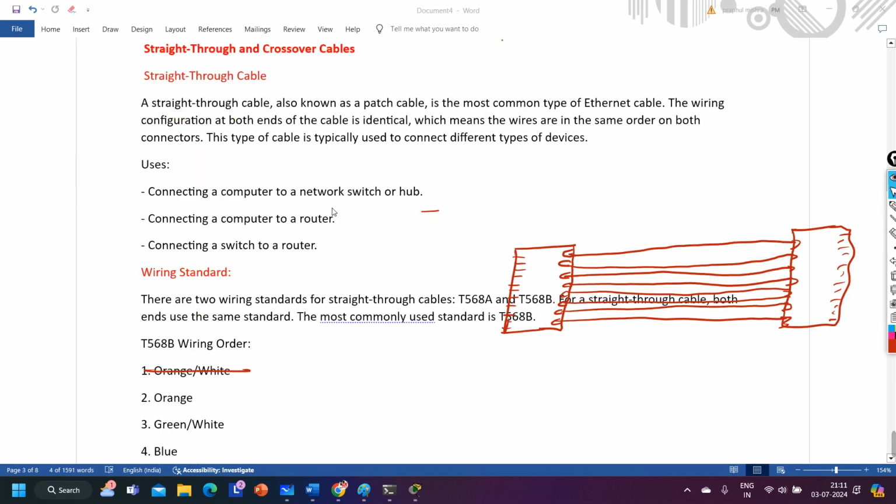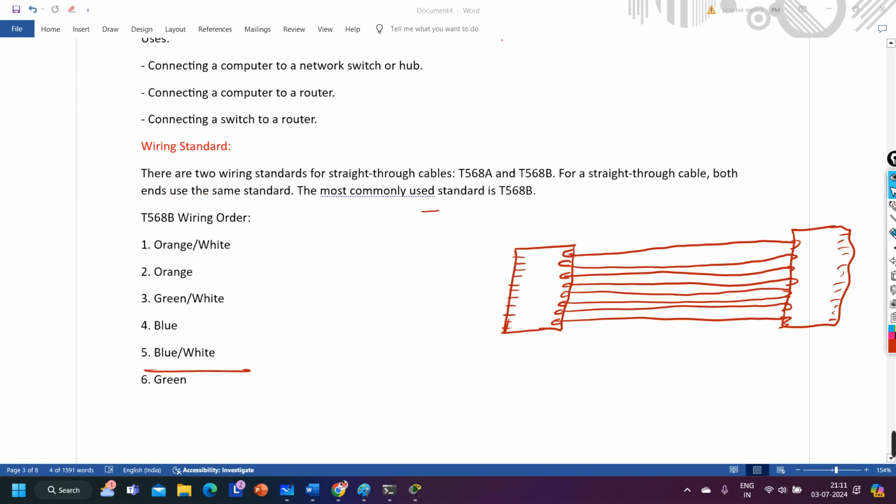So the wiring standard of straight through is, see, in front of you. Color coding is also there. There are two wiring standards for a straight through cable, this one and this one. For a straight through cable, both ends use the same standard, right? Either you can use this one or this one, but the most common used is this one, B.